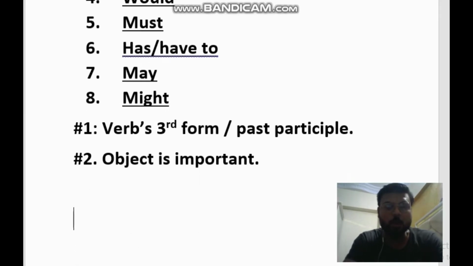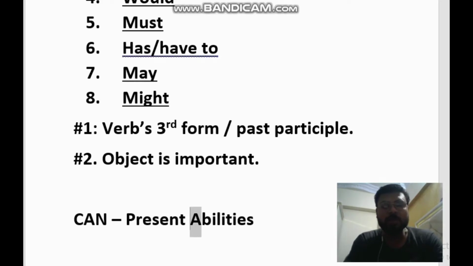So can, we know where do we use can? Can is used to talk about abilities, right? So whatever we're talking about abilities, we're going to use can. It's specifically for present abilities.